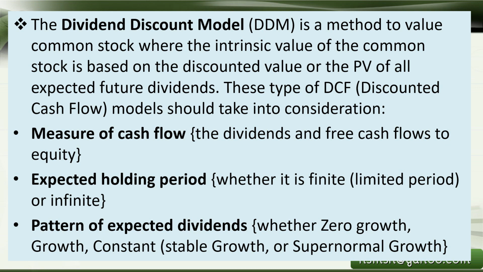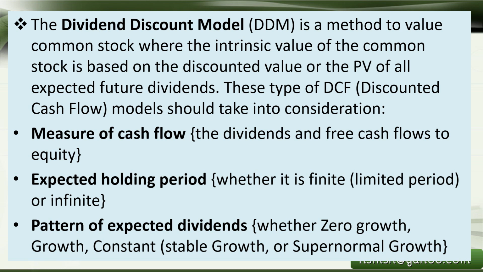The dividend discount model, shortly it can be called DDM, is a method to value common stock where the intrinsic value of the common stock is based on the discounted value or the present value of all expected future dividends. So the dividend discount model is under the income approach.